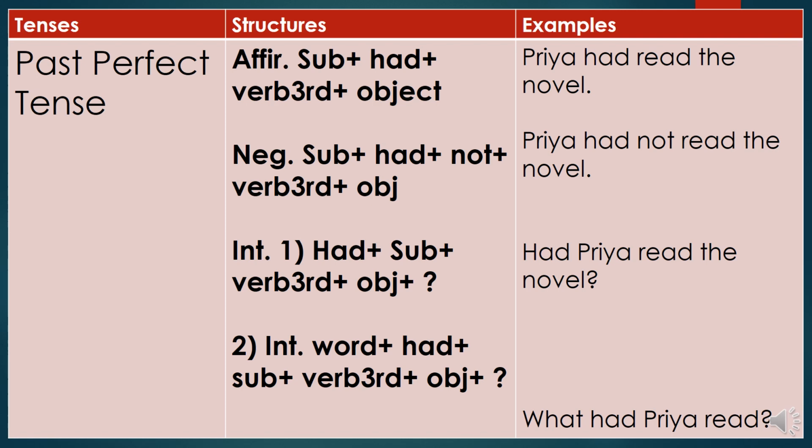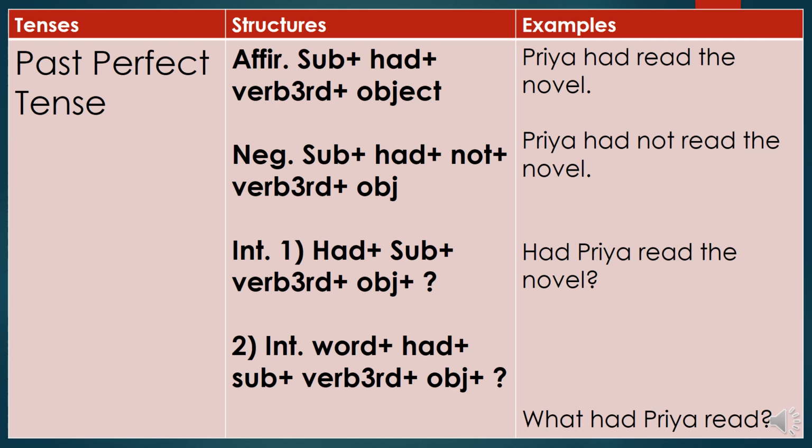Now the negative sentence: subject plus had plus not plus verb's third form plus object. The change is that not is used after had. So, Priya had not read the novel. Priya had not written the novel. Okay, got it? Now see the interrogative one: had plus subject plus third form of the verb plus object plus question mark. Now had will come at the beginning. Had Priya read the novel?